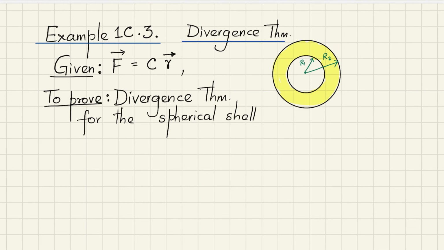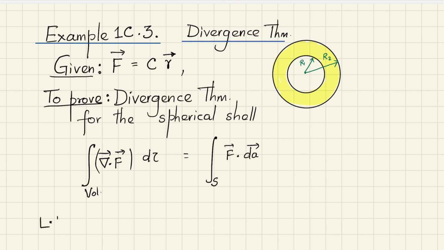All right, so let us restate our divergence theorem. That is, the divergence of F over the given volume V must be equal to the surface integral of F dot dA. I have deliberately chosen an example in which there is not one surface, but two distinct surfaces. Okay, so now let's first calculate the left-hand side.